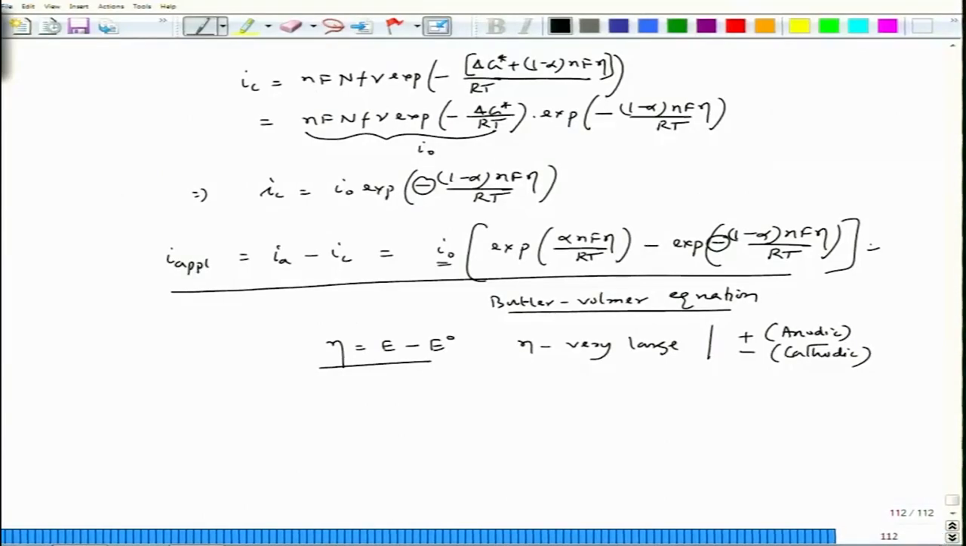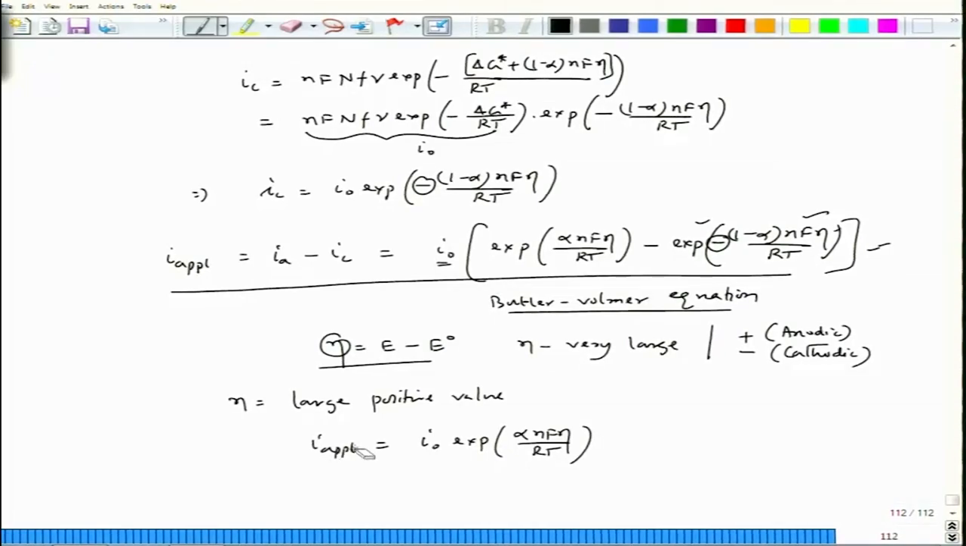But if I look at this equation, let us say eta is positive, a large positive value. Then this particular part we can omit or ignore, because there is a negative sign and this value is very high. So I simply say I applied equal to I 0 exponential alpha n F eta by R T.